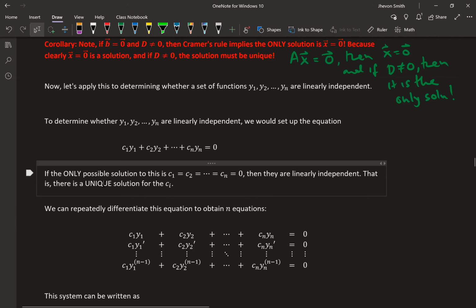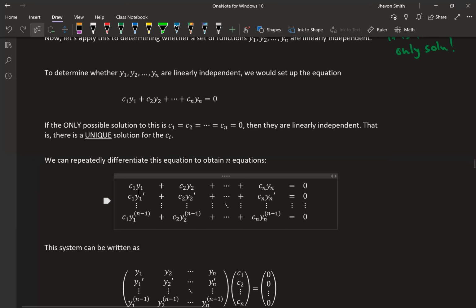And there is a unique solution for the Ci. That's what it would mean. So essentially, what we want to be able to do is show what that solution would have to be. I can take this equation and keep differentiating it, and I can get an equation where they're all derivatives, then all second derivatives, and so on and so forth.